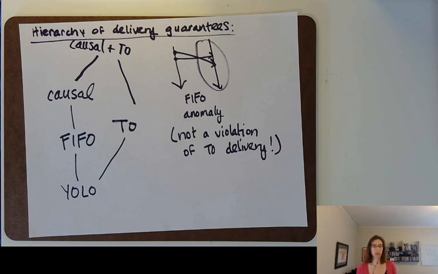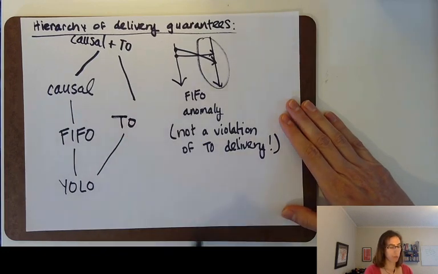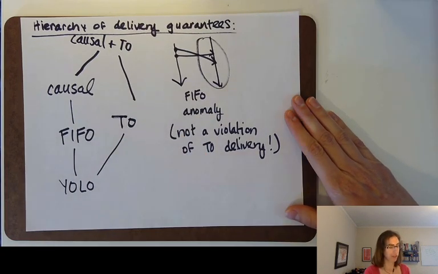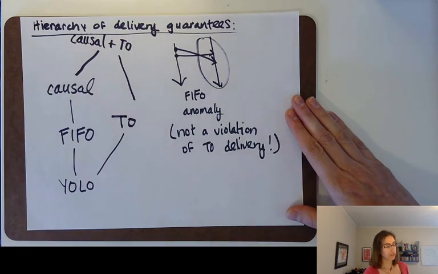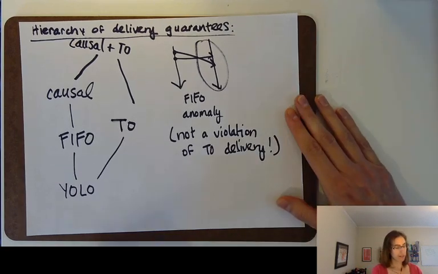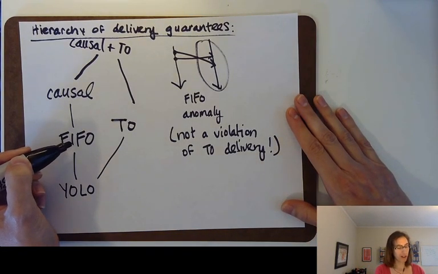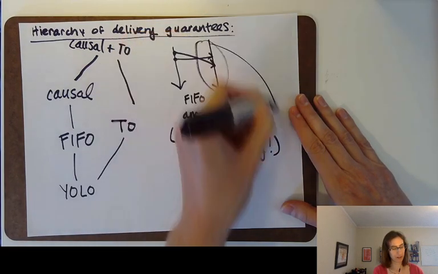It also tells you something about, if you have an anomaly, what kind of anomaly it counts as, right? So if we have a violation of FIFO, then that's also a violation of causal delivery because FIFO appears below causal in this picture. But if we have a violation of FIFO, it's not necessarily a violation of totally ordered delivery, as we just saw here.